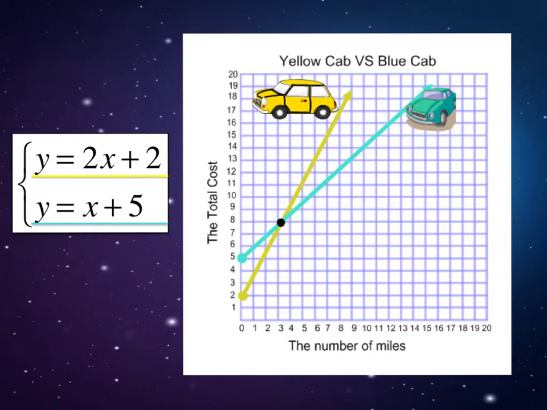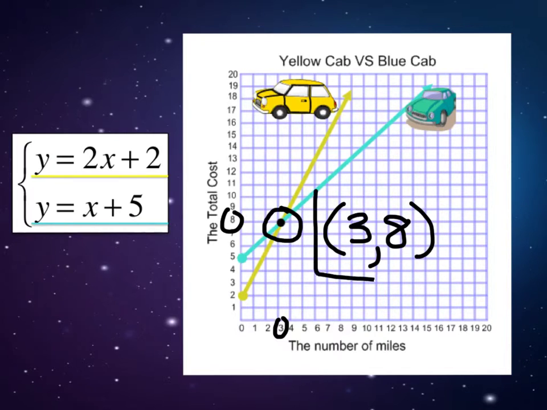And they solved these system of equations by graphing it. And the solution to this system of equation is this point right here. And that point is 3, 8. 3, 8 is the actual solution to this system of equations.